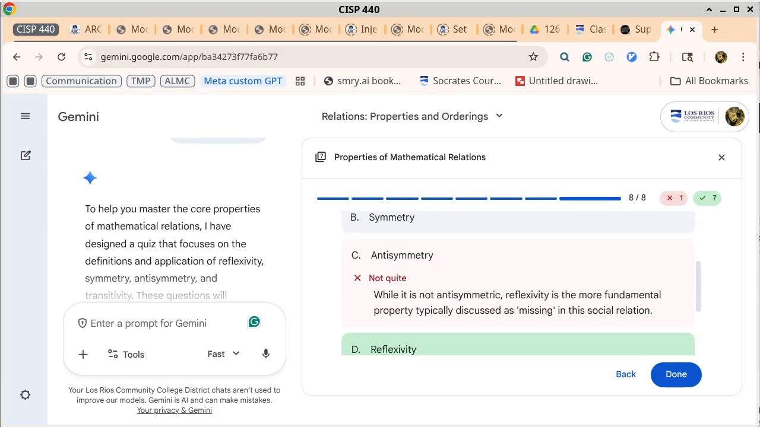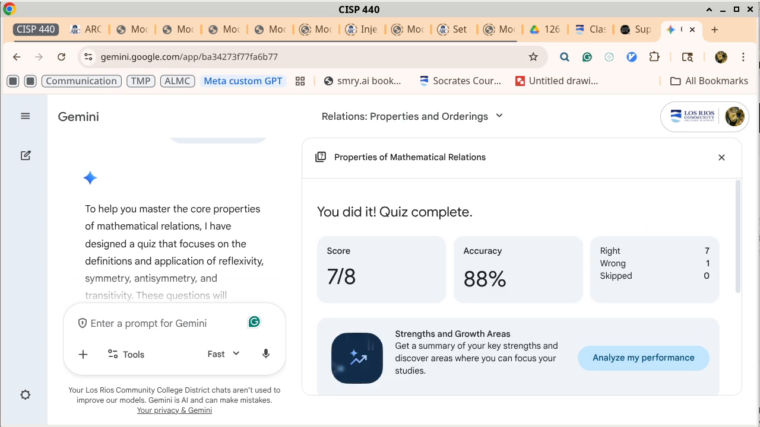That's why I call this one a little bit tricky. I knew that both anti-symmetry and reflexivity do not apply in this case. I just did not know how they ranked between these two. So this one is a little bit tricky. All right, so done here.